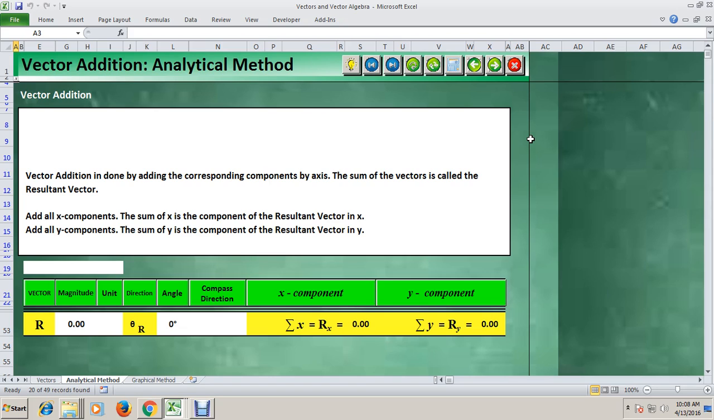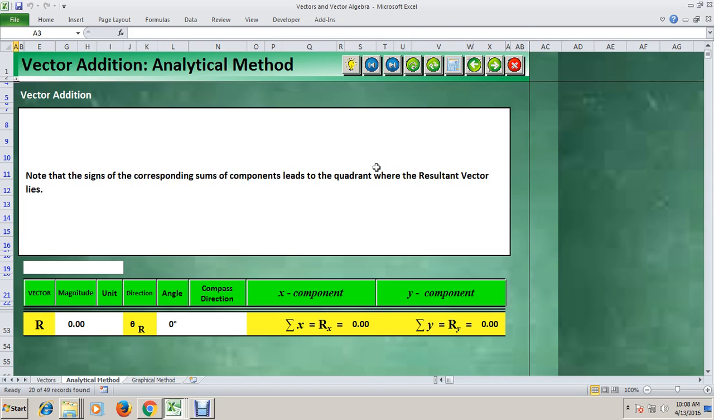Add all x components, the sum of all x components of the vectors would be the x component of the resultant vector. When you add all the components in y, the sum of all y components would be the y component of the resultant vector. Now, in vector addition, take note that the signs of the corresponding sums of the components lead to the quadrant where the resultant vector lies.